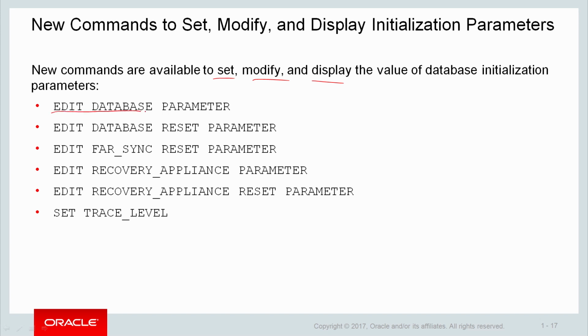We've got edit database parameter. So you're editing an initialization parameter. You can reset an initialization parameter back to its default setting. This is for your primary and standby databases, but you can also specify them for your fast sync instances and also for your recovery appliances as well. So here we are resetting a parameter in fast sync. We are setting a parameter on the recovery appliance, and we're resetting on the recovery appliance as well.